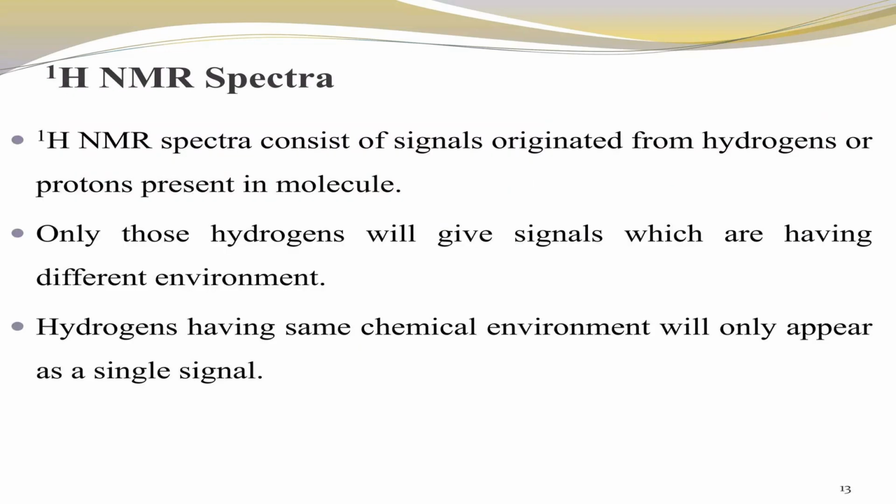So now we will see H1 NMR spectra. H1 NMR spectra consist of signals originating from hydrogens or protons present in the molecule. Only those hydrogens will give signals which are having a different environment. So hydrogens having the same chemical environment will only appear as a single signal. So this is H1 NMR spectra.